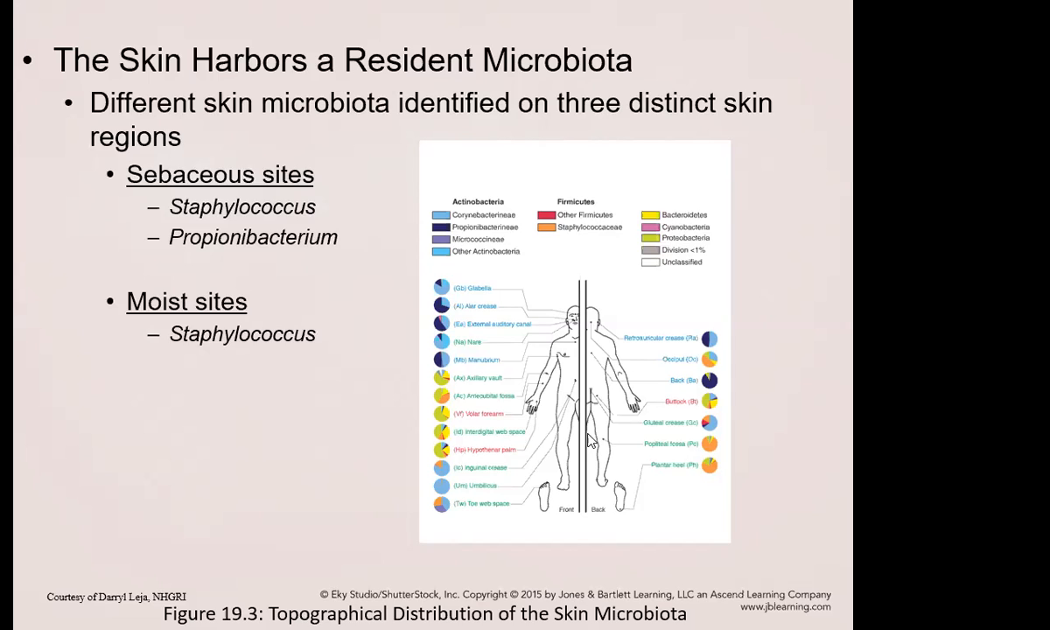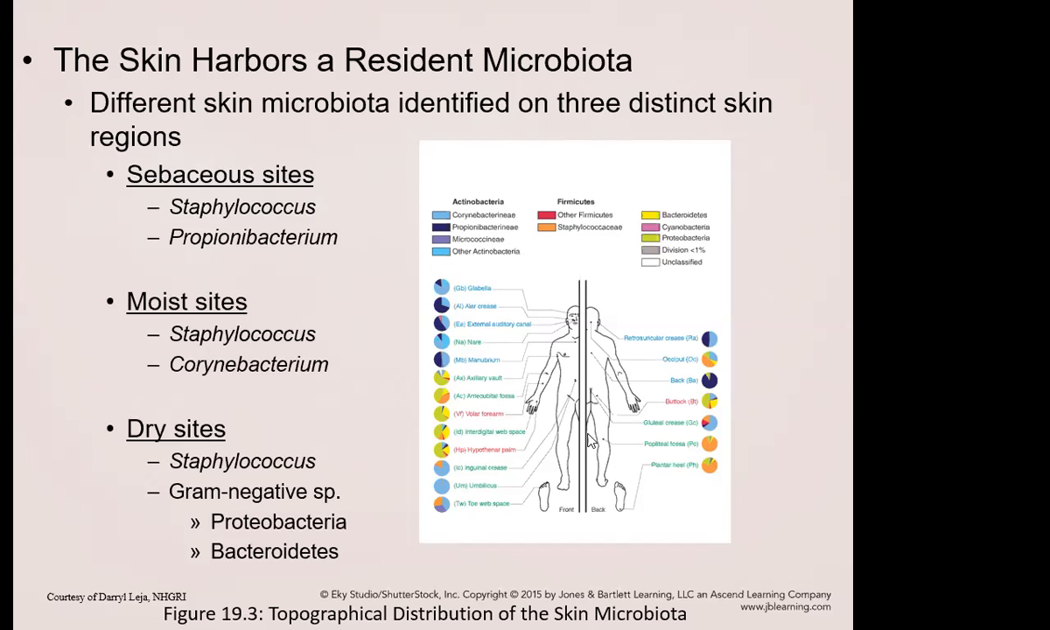Moist sites like armpits, groin. You're going to find staph and Corynebacterium. We're going to see one example of this organism later today. And then dry sites like the extremities, so the forearms, thighs, legs. Those are going to be your dry sites, and you're going to find some gram-negative organisms here. What was moist sites again? Moist sites are going to be like the groin, armpits, think like sweaty areas. But big point here is staph is everywhere.